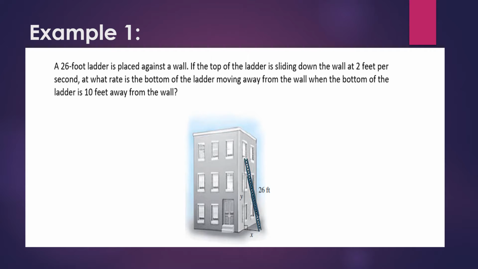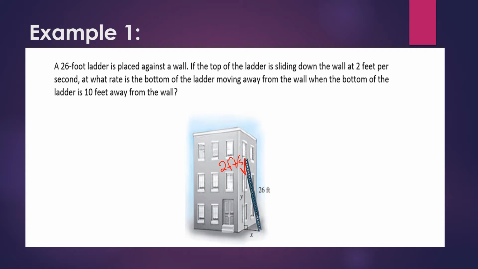So in example one, it says that a 26-foot ladder is placed against a wall. If the top of the ladder is sliding down at 2 feet per second, at what rate is the bottom of the ladder moving away from the wall when the bottom of the ladder is already 10 feet away from the wall? So if you take a look at our picture here, the idea is that we have a ladder leaning against the wall here and it's falling. The top of the ladder is sliding down the wall at a rate of 2 feet per second.